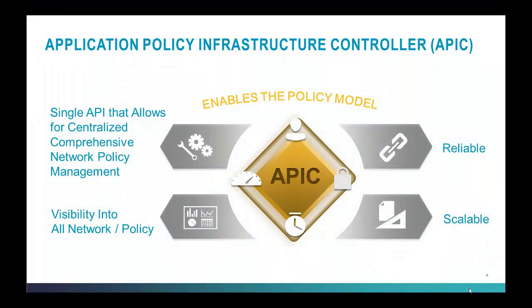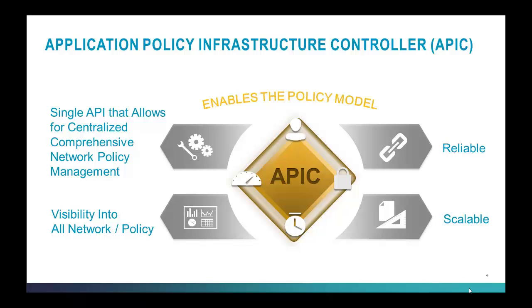First thing we really need to talk about. You saw the spines and the leaves in the previous diagram. This is the hearts and brains of it. This is what's known as the Application Policy Infrastructure Controller, or the APIC. This is GUI based, and this is actually where you provision your network. This is where you actually manage everything focused around ACI.